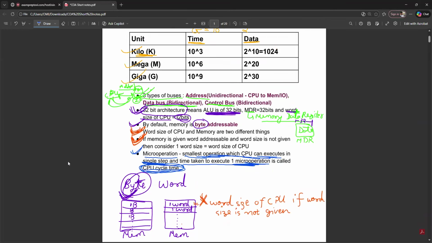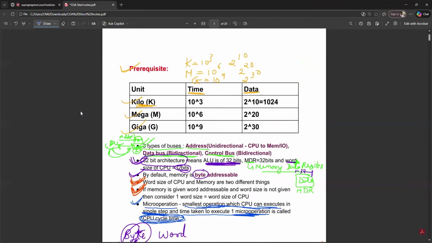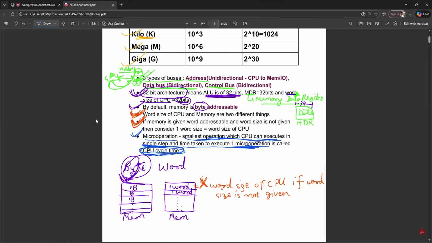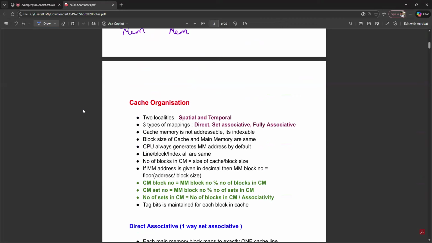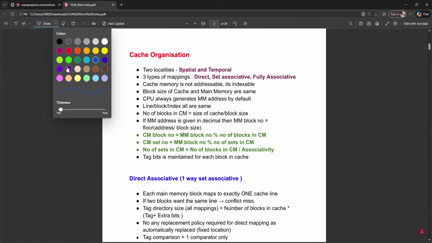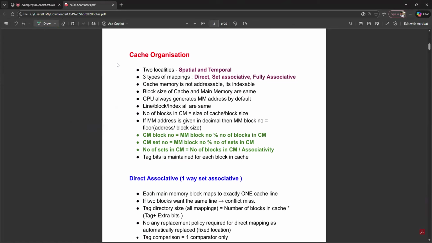So these are some prerequisites which I needed to cover before moving to some particular topic. Okay, so let's now move to the next topic: cache organization. Everything related to cache, which in the GATE exam is very helpful.